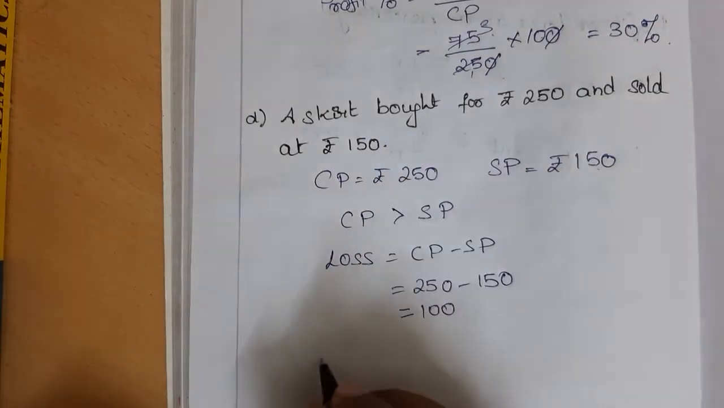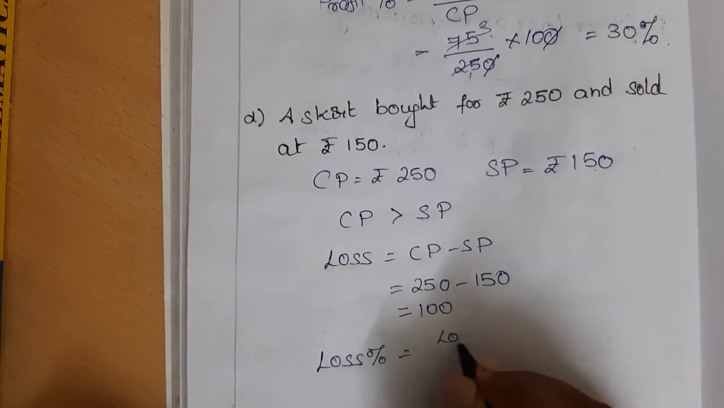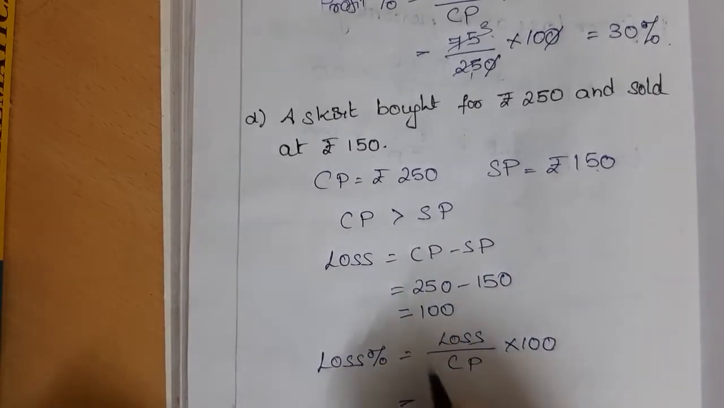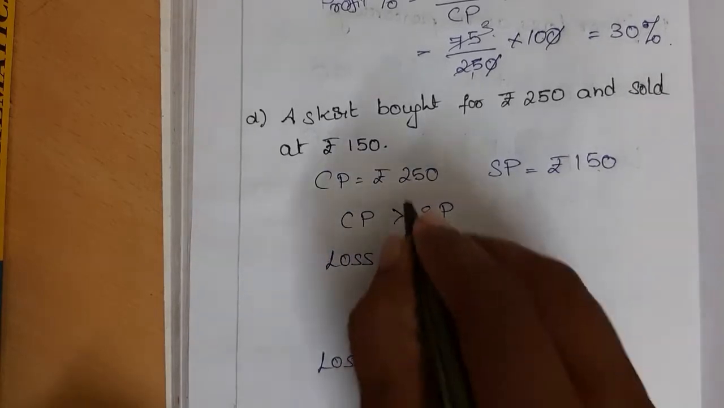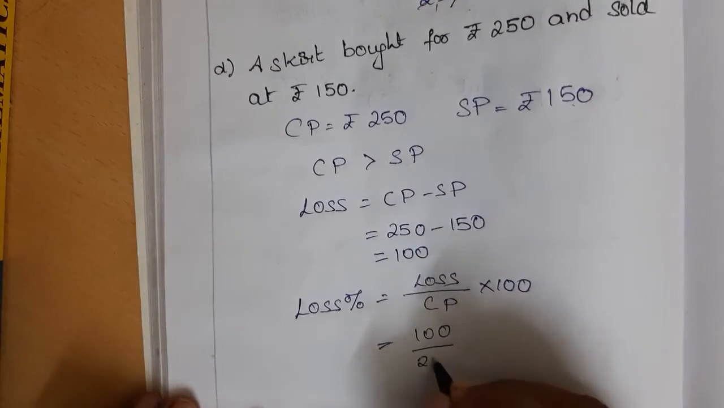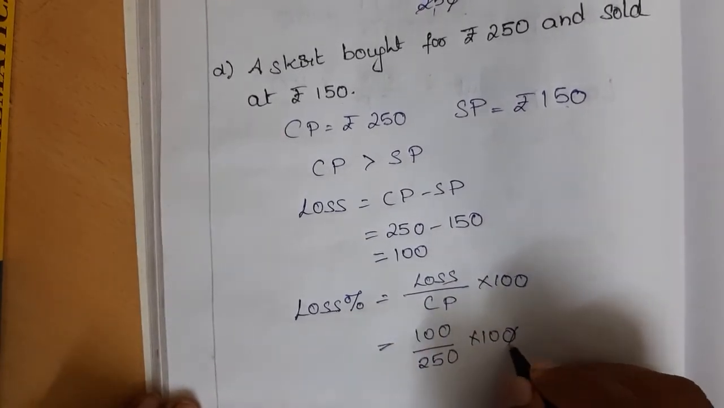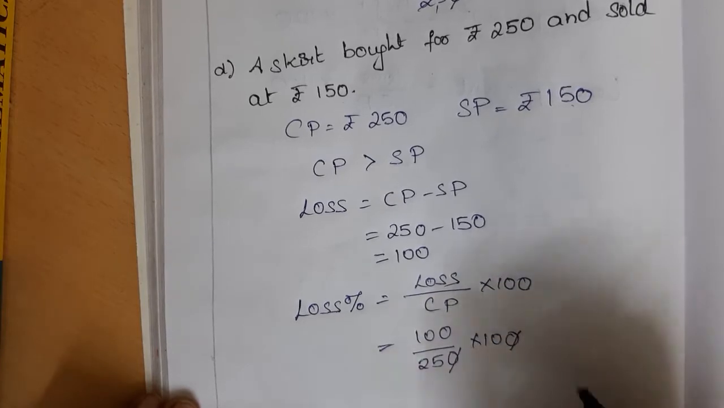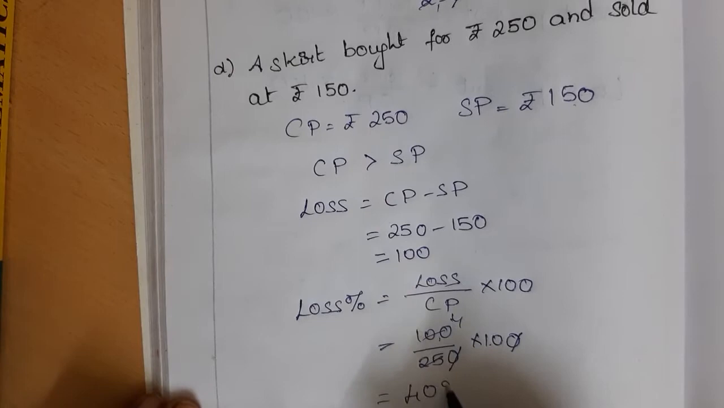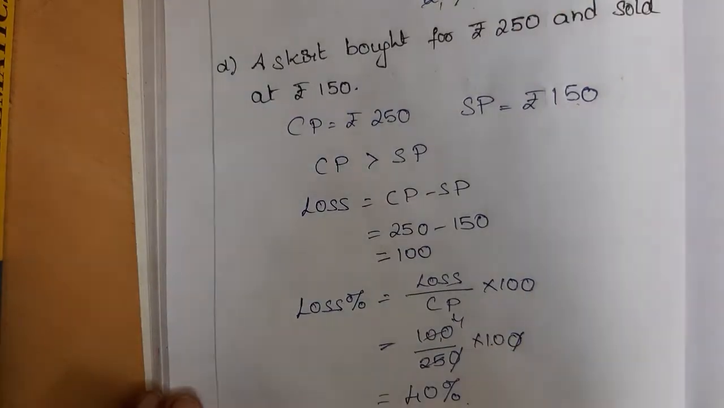Also we have to find the loss percentage. Loss percent is equal to loss divided by cost price into 100. Loss is 100 and cost price is 250, into 100. The 0 is cancelled, and 25 goes 4 times. 4 into 10 is 40%. So 40% is the loss.